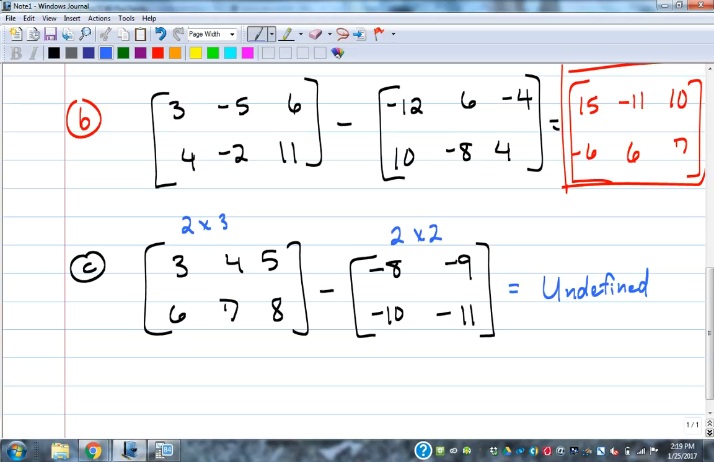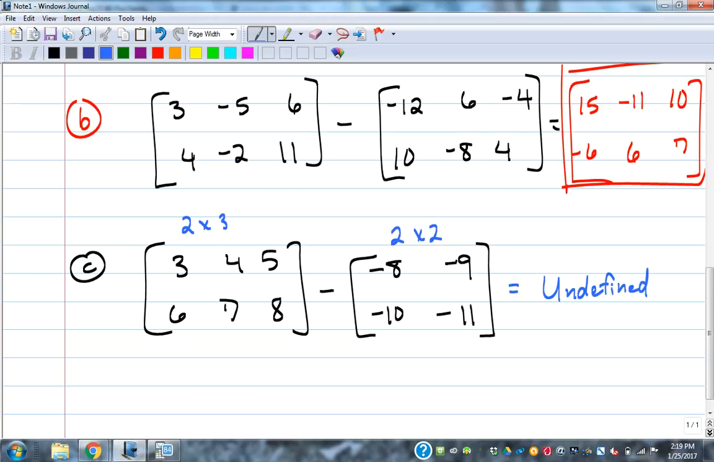Again, I don't do addition and subtraction by calculator at all. I'm quicker at it by hand. Unless they're exactly the same size, you can't do the addition or subtraction. That's the rule about that.